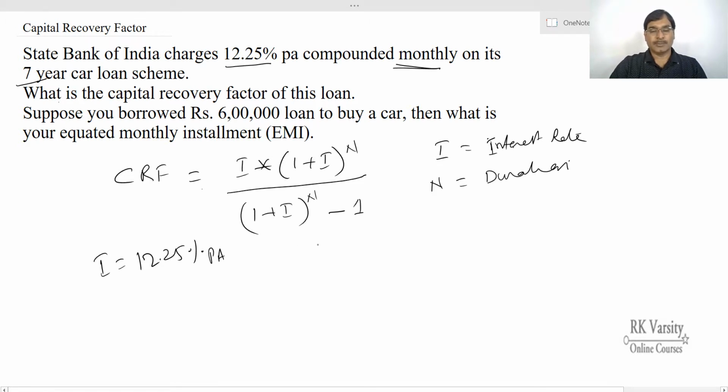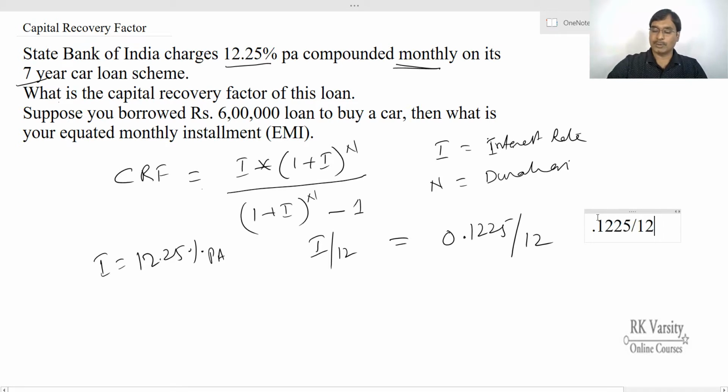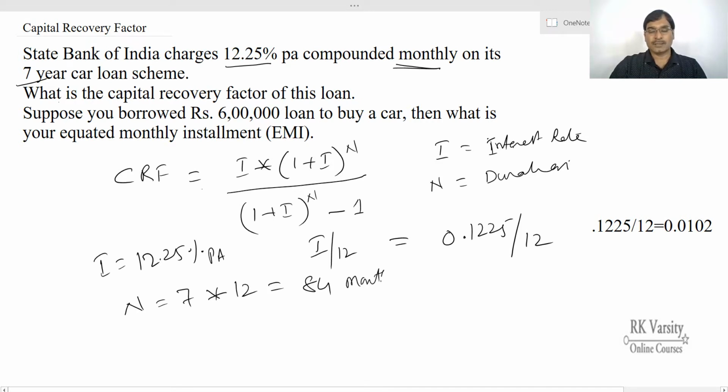So to get monthly compounding, you need to do i upon 12. So this equals 0.1225, taking into decimals, upon 12. So 0.0102 is the compounding interest per month. Next is your n. So n here is 7 years, 7 years times 12 months. So this equals 84 months. So here this is a monthly interest rate and 84 months.